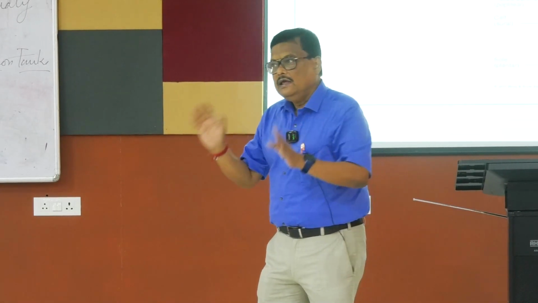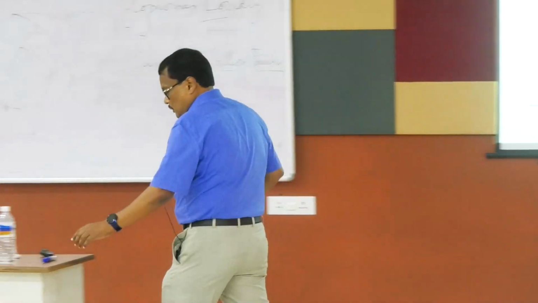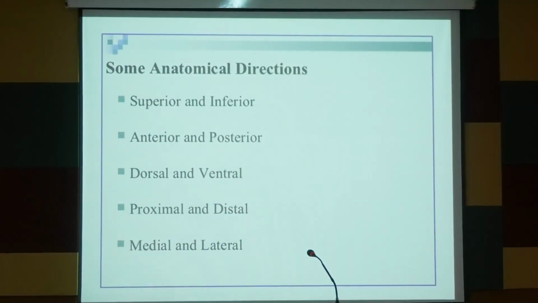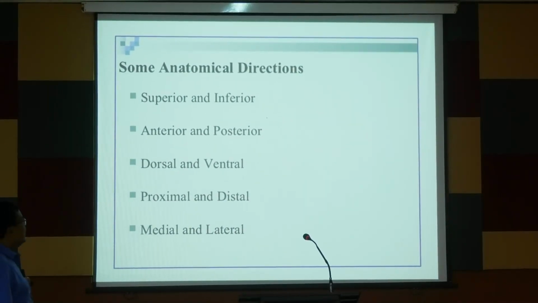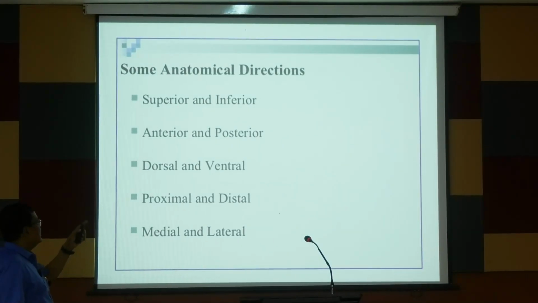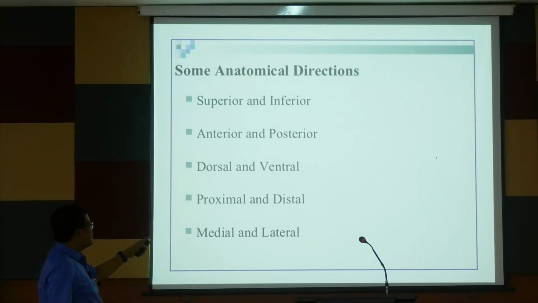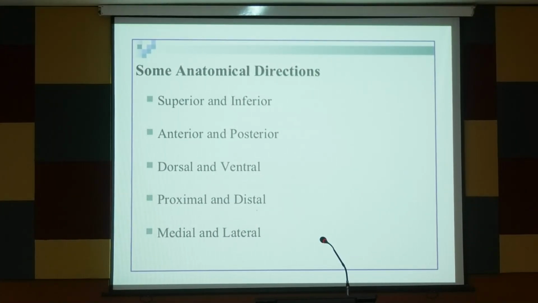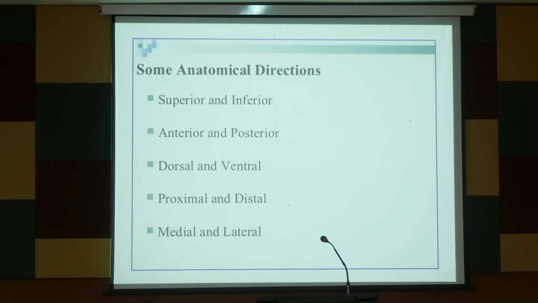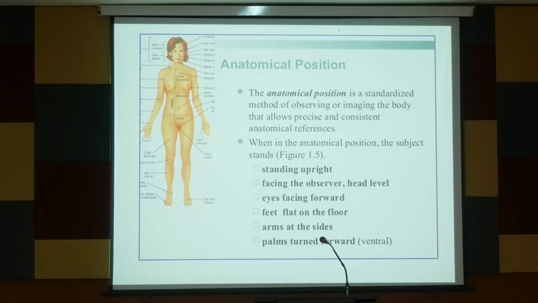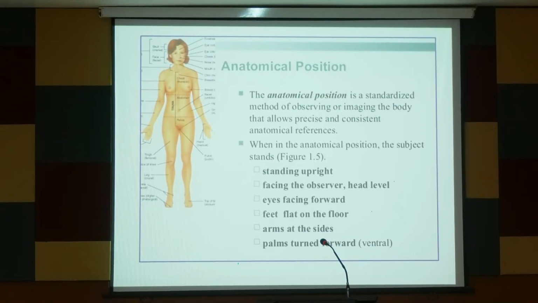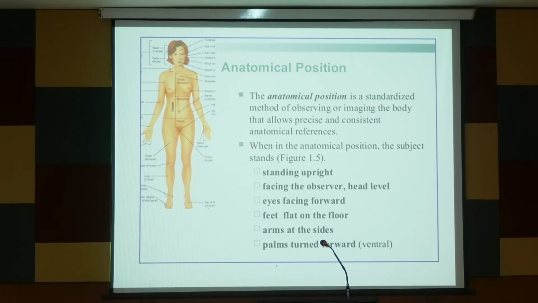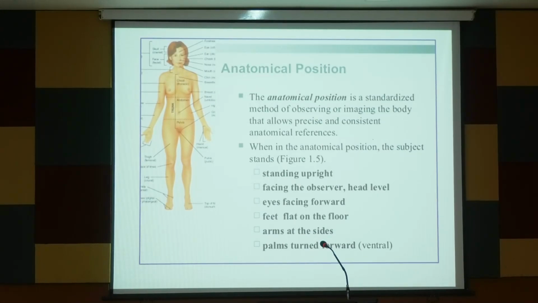Clear হয়েছে এটা? Clear? তাহলে এবার একটুখানি রিক্যাপিচুলেট করি, ছবি দেখে তাহলে আরো ক্লিয়ার হয়ে যাবে। So some anatomical directions: superior, inferior, anterior, posterior, dorsal, ventral, proximal, distal, medial and lateral. এইগুলো হচ্ছে অ্যানাটমিক্যাল টার্মস। তোমাকে আজকে হয়তো আগের ক্লাস থেকেই শুরু হয়ে গেছে। অ্যানাটমিক্যাল পজিশন আমি বলে দিয়েছি, standing upright, facing the observer, head level, eyes facing forward, feet flat on the floor, arms at the side and palms turned forward.